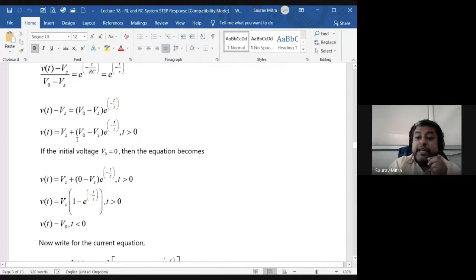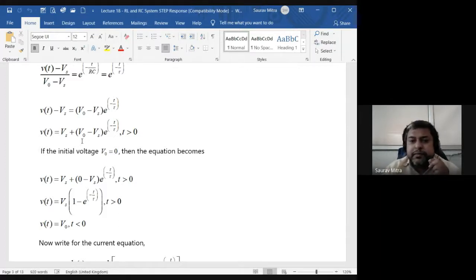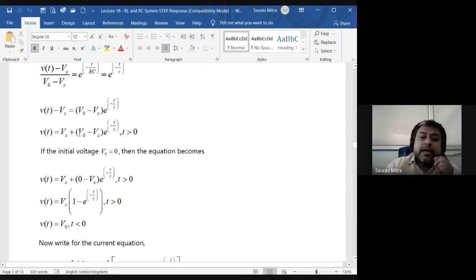Vt will be, so this is the equation you can remember. Vt is equal to Vs, where Vs is the supply voltage. If you are giving a unit step, Vs is equal to 1, plus V0. What is V0? The initially stored voltage in the capacitor, maybe 0.2 volt. So Vs is a unit step, meaning 1, and V0 is the initially stored voltage, 0.2. Okay, and Vs again times e raised to minus t by tau.